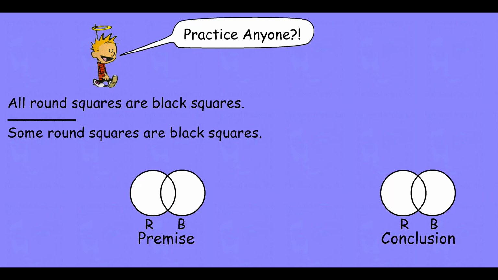Our premise says all round squares are black squares. So we're being good Booleans. I don't know if there are any round squares. Don't know if there are any black squares. But here's what I know. Everything that is in that R circle would also have to be in that B circle. All the R's are B's. And therefore, area 1 there, the far left part of my Venn diagram, would have to be empty. There can't be anything there if all of the round squares are in the black square circle. So I shade it, and that is what minimally has to be true under that Boolean interpretation for my premise to be true. Now let's look at my conclusion diagram.